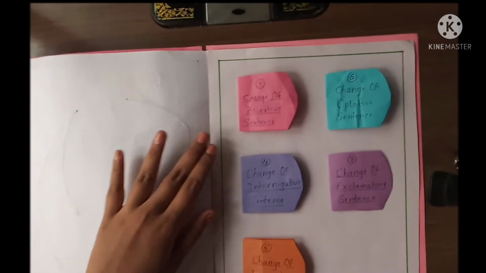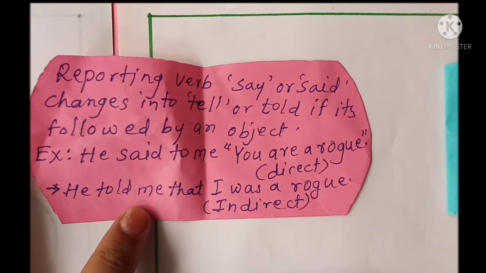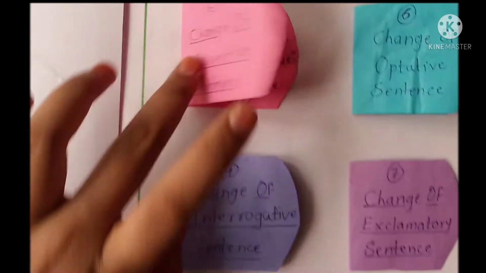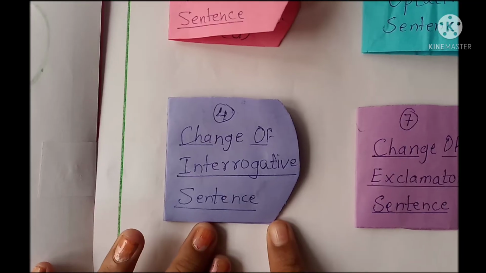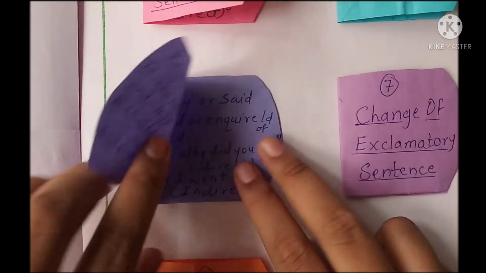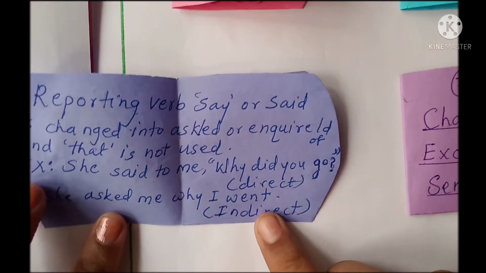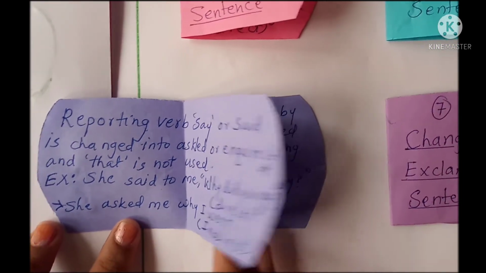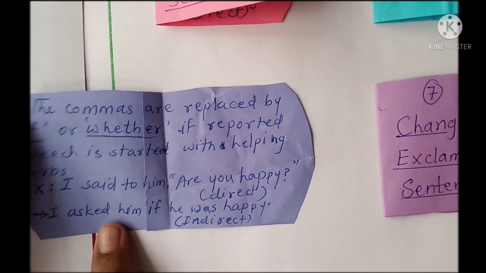The third rule of reported speech is change of assertive sentence. Here is the description and here is the example. The fourth rule of reported speech is change of interrogative sentence. Here is the description and here is the example. Here is the description and example.